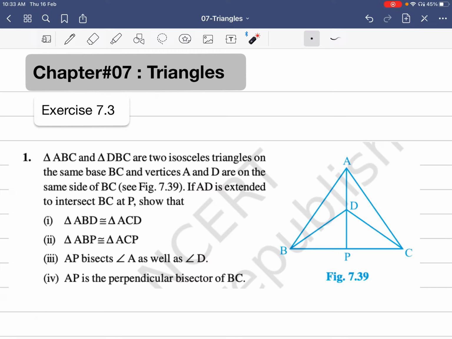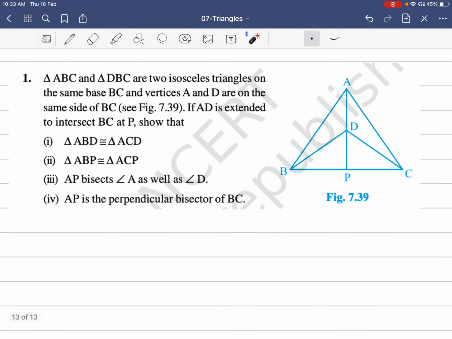So in this video, we are going to solve problems from exercise 7.3, which belongs to chapter number 7, triangles. So we're going to look at problem number 1. Let's see what the problem is.